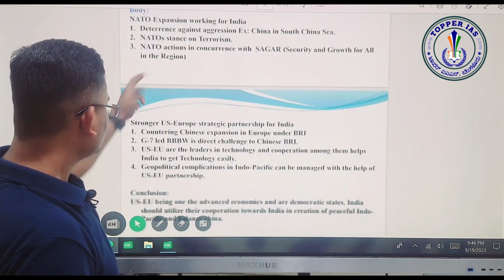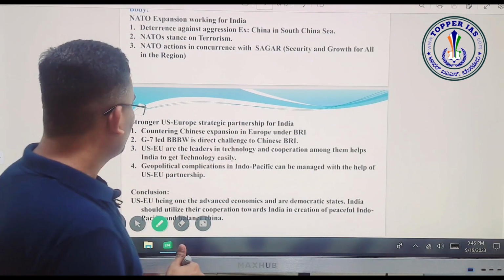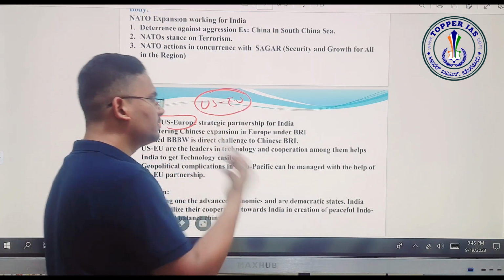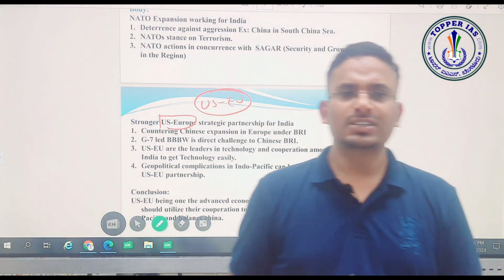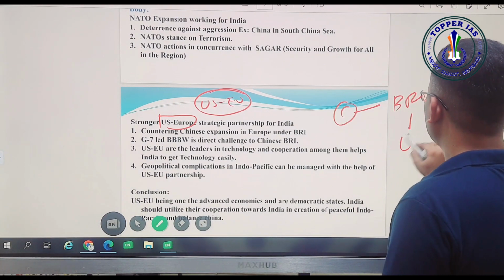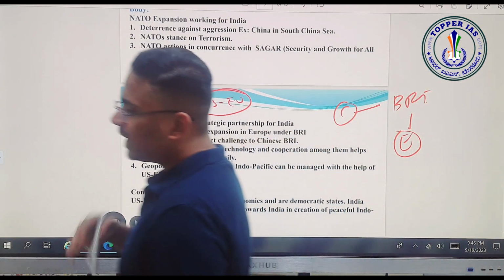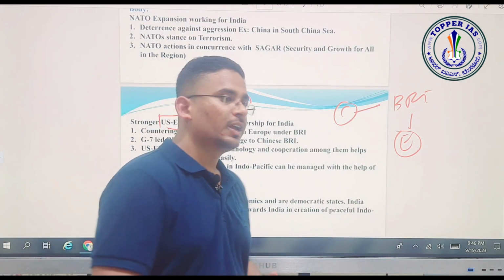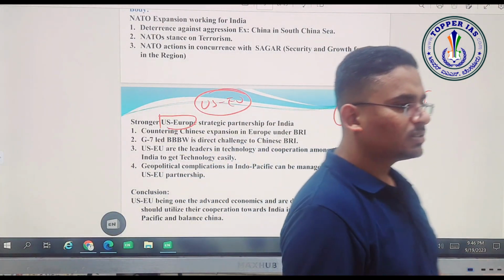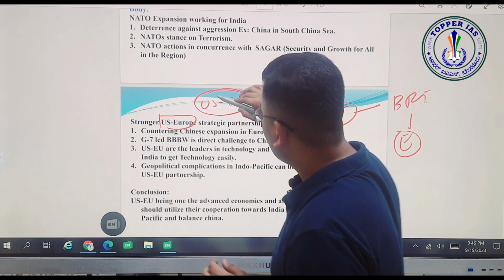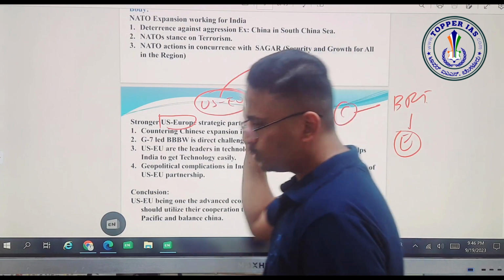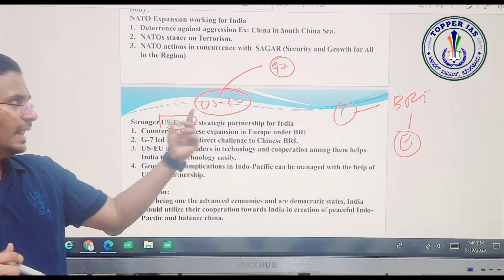The second one, the strategic EU and Europe relation, or US. I will call it the US-EU relation, that will be easy for you. So what's happening in the world? That is because of China. China's BRI is expanding in Europe also, very ambitiously. In order to counter that, the relation between the US and EU has to be strong. The best outcome of this US-EU relationship is the G7 grouping.